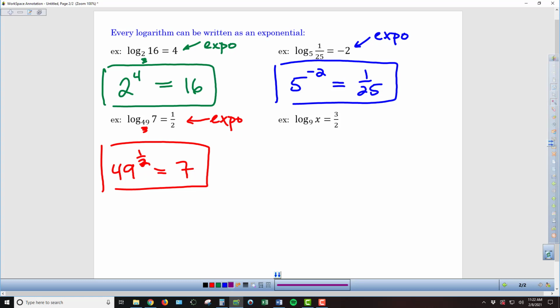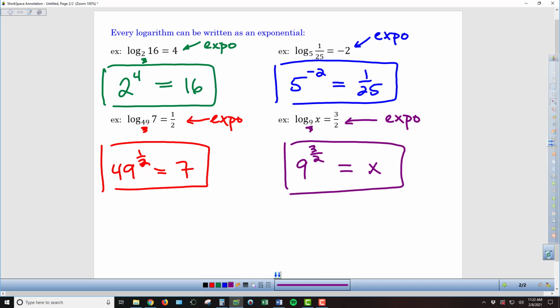And so to close things out, 9 is the base of the logarithm, 9 is the base of my exponential. A logarithm is an exponent, so that means my exponent is going to be 3/2, and then that's going to be equal to the input into the logarithm, which in this case is x.